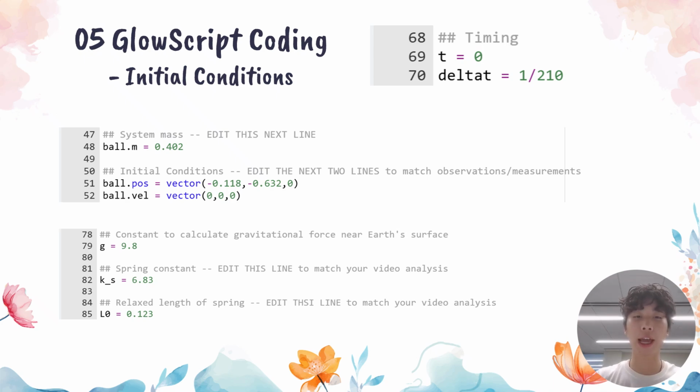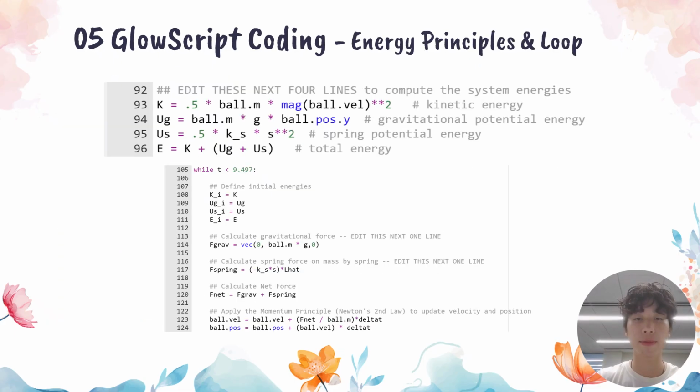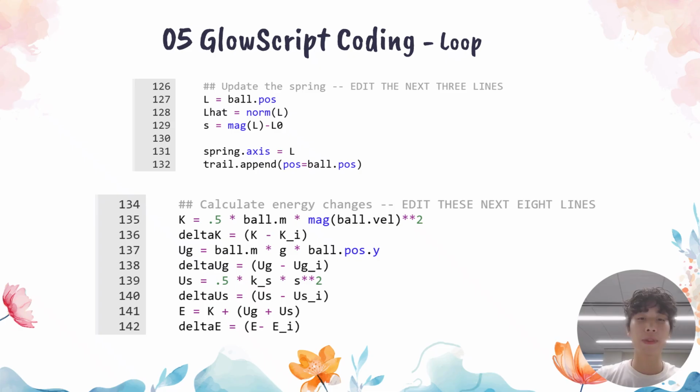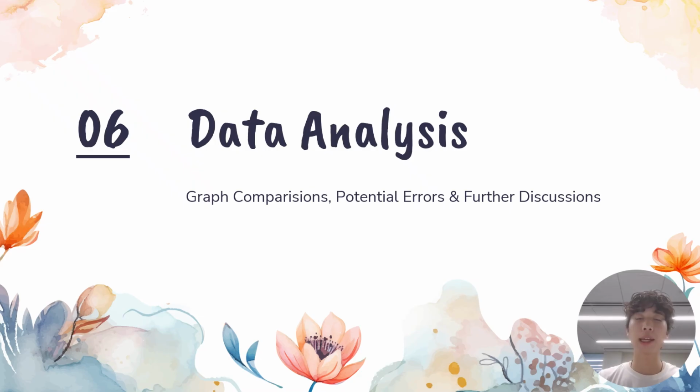And then we can also get L0 after substitution. And then for delta t, remember to use 1 over 210. And then after that, we can put in the energy equations and also the Newton's second law equations. And then we can start our loop. So in our loop, remember to insert everything correctly, or else it will be completely different. So after we update every piece of information, we can run the code and insert our CSV file.